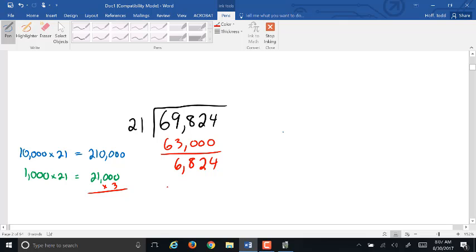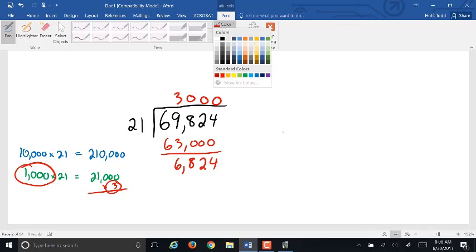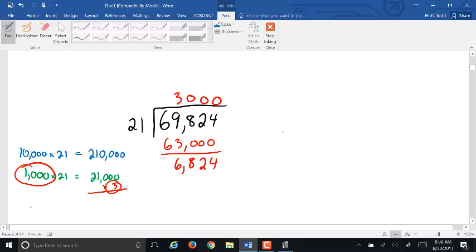What I just did there was I subtracted the 21 in a bundle of 1,000, but I did it 3 times. So 1,000 times 3 is 3,000. I just subtracted the 21 3,000 times. A lot quicker than doing it individually, right? Hopefully.